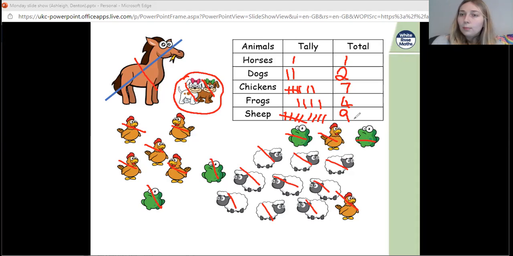Which was the least popular animal? Well done, it was horses. It was horses because there was only 1 tally. So it was the smallest number on our tally grid. Okay, well done. It's going to go through and do it for us.